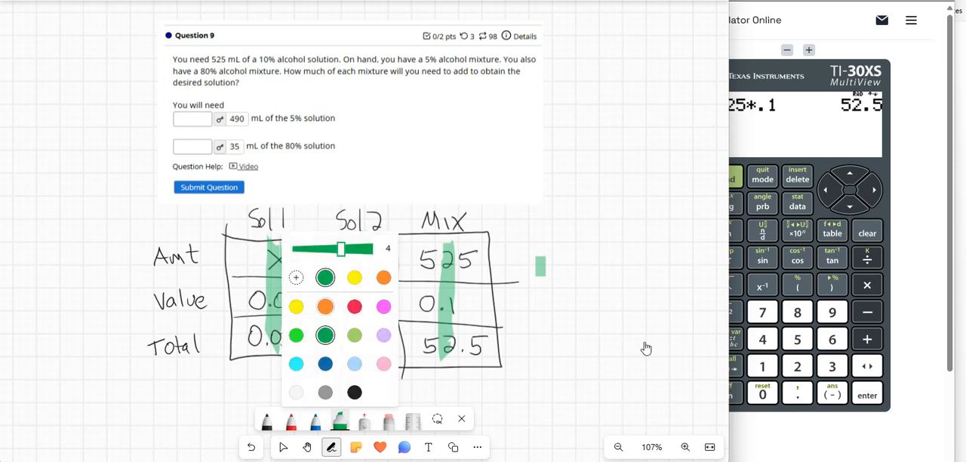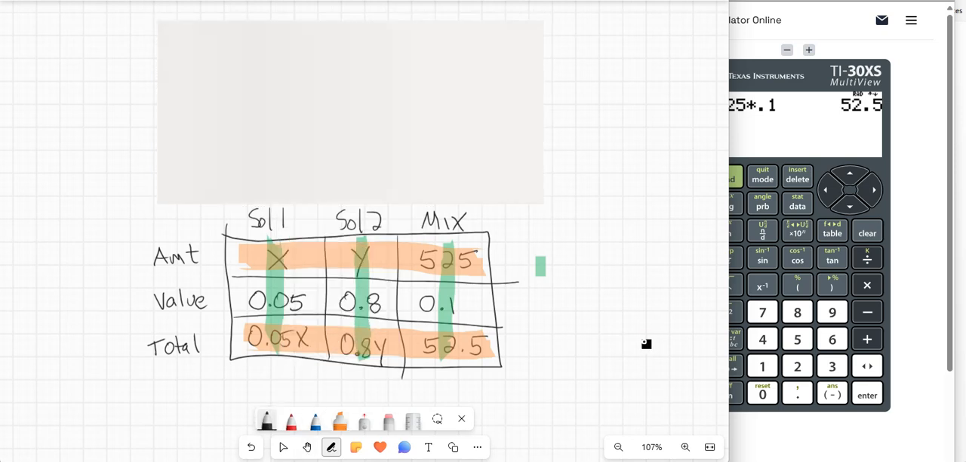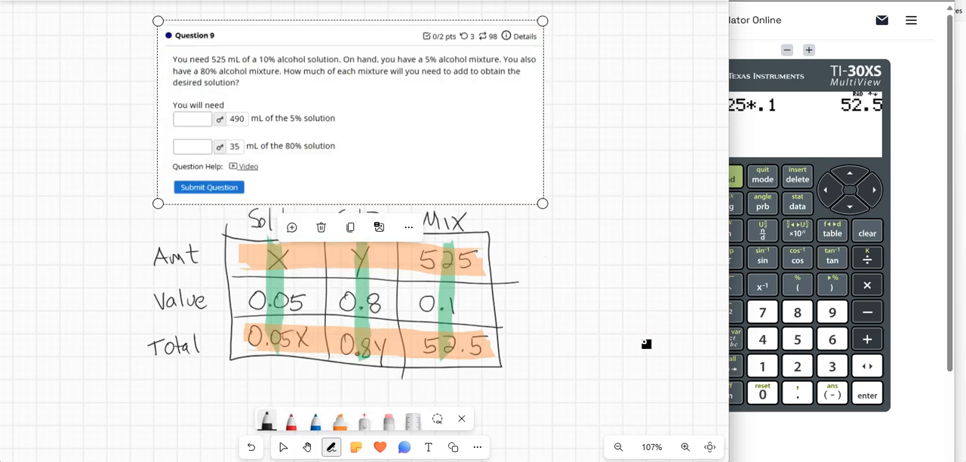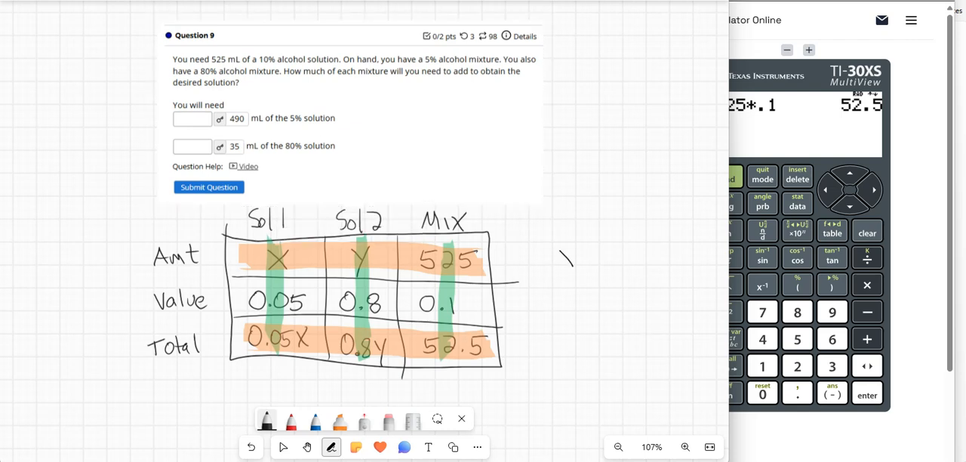Next up, there are equations. These first and third rows are equations. So that means that we have x plus y equals 525. And we also have 0.05x plus 0.8y equals 52.5. And this is a system of equations that we can solve with substitution or elimination.